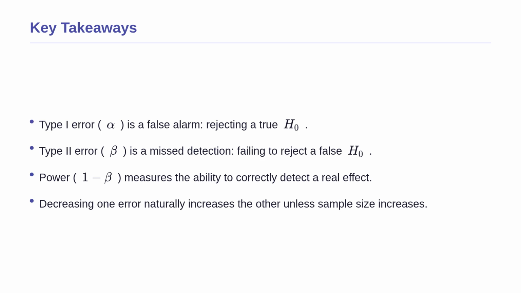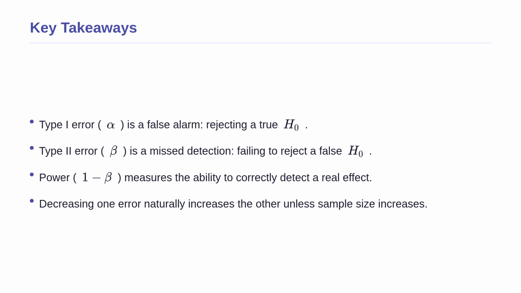We have covered a lot of ground today, so let us summarize the key takeaways. First, a type 1 error is a false alarm, where we falsely reject a true null hypothesis, measured by alpha. Second, a type 2 error is a missed detection, where we fail to reject a false null hypothesis, measured by beta. Third, the power of a test measures our ability to correctly detect a real effect.